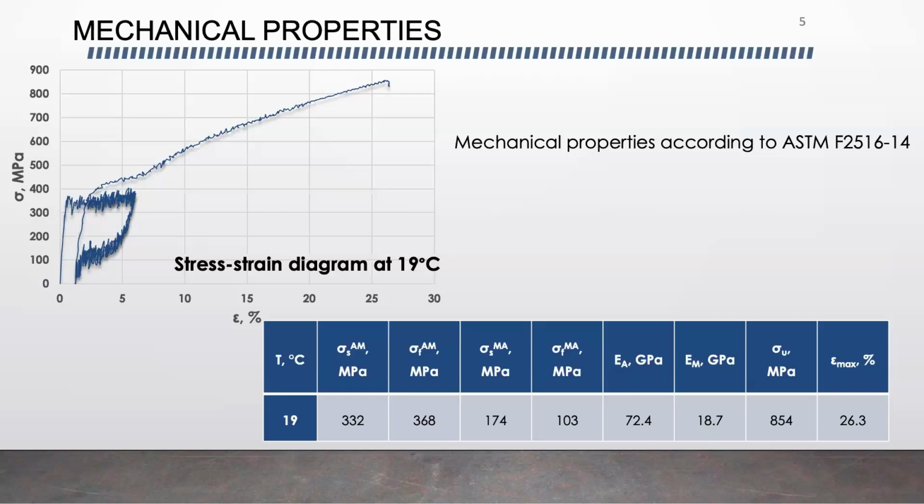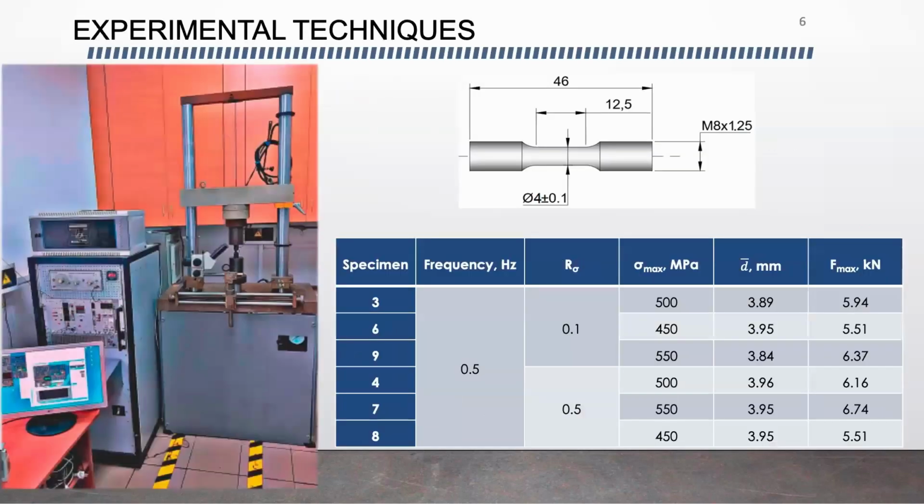To study the stress ratio effect, we used a cylindrical specimen with a diameter of 4 millimeters. The frequency for all tested specimens was 0.5 Hertz, under stress control mode in sinusoidal form. The minimum stress was 450 and the maximum stress was 550. Two stress ratios were taken into account, 0.1 and 0.5. In each series, a minimum of 3 specimens was used.